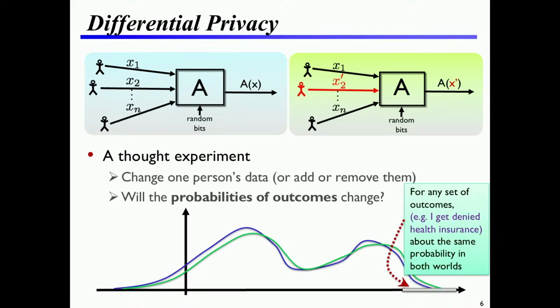The question I'm asking is, is there any set of outcomes whose probability differs significantly between the blue world and the green world? This could be, for example, the set of outcomes that lead to me getting denied health insurance. So what I want to make sure is that that set of outcomes doesn't become significantly more likely when my data are actually used.